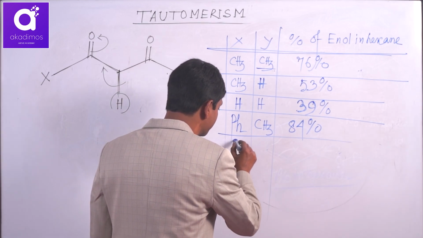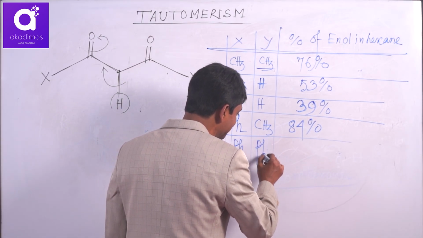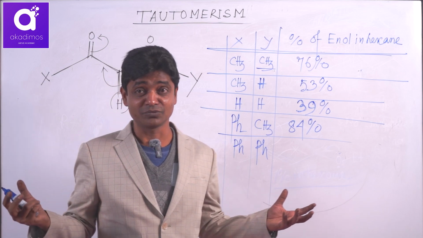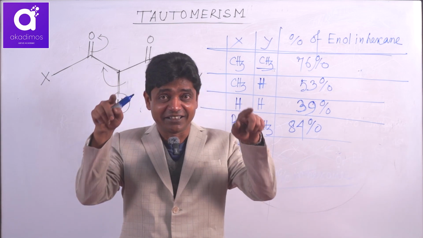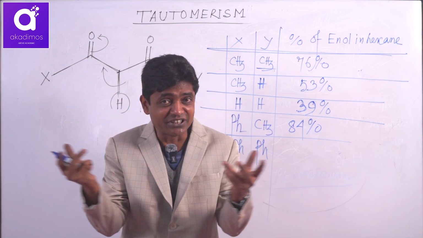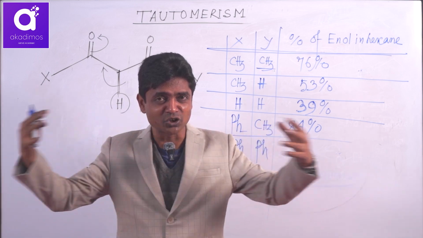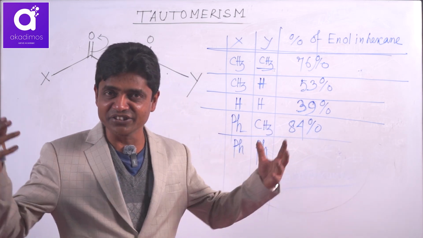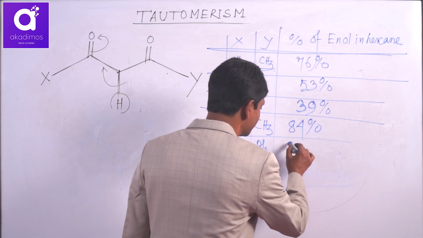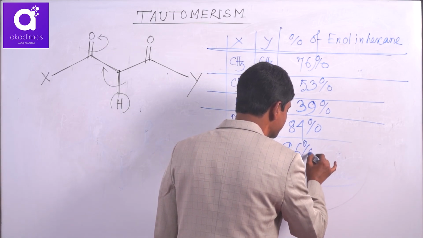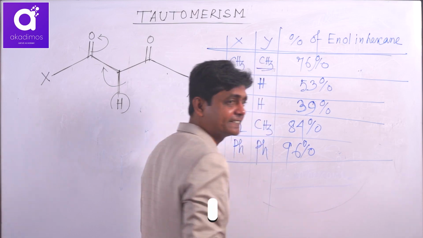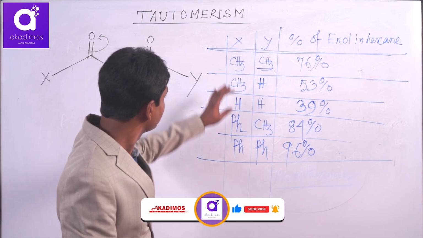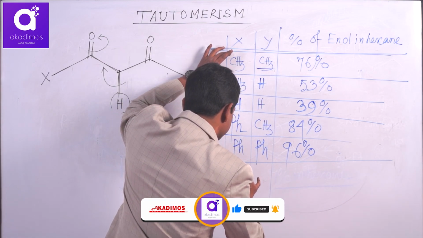Now, if I take both as phenyl, then you will get three rings. Two phenyl benzene rings, and the hydrogen bond will form a pseudo-aromatic ring. There you will get so many resonating interactions with that ring, which will give additional stability, and the percentage increases to 96%. Surprisingly.